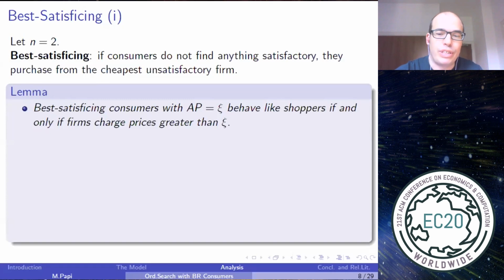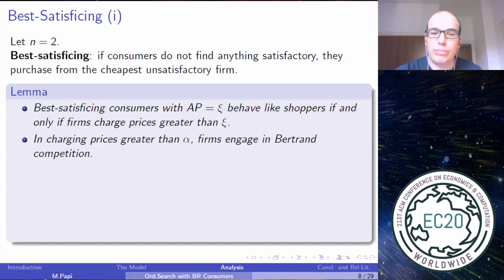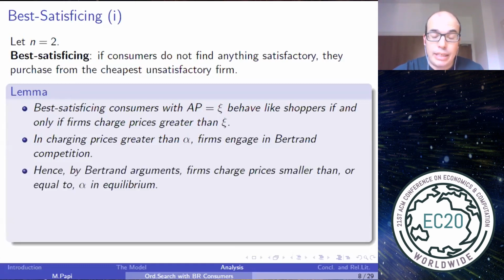few preliminary observations. Observe to begin with that best satisficing consumers that have a generic aspiration price equal to Xi will behave like shoppers, or if you like, fully rational consumers, if and only if firms charge prices greater than Xi. So if you apply this observation to the present price competition model, we can realize easily that in charging prices greater than alpha, firms will engage in Bertrand competition. Therefore, by Bertrand arguments, firms will charge prices smaller than or equal to alpha in equilibrium.